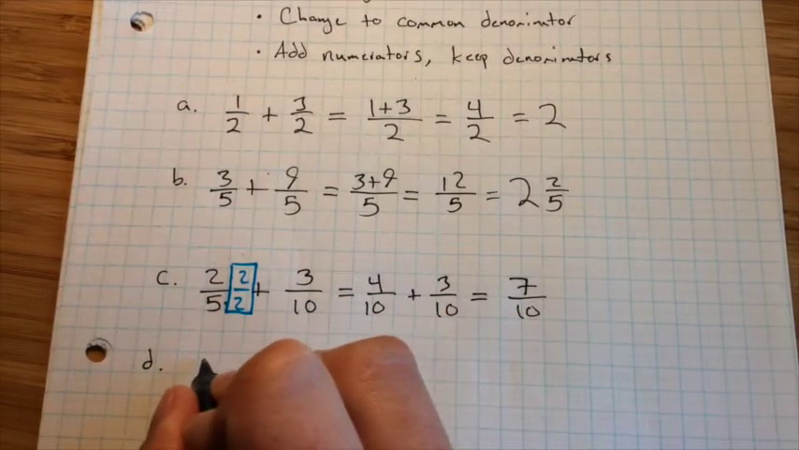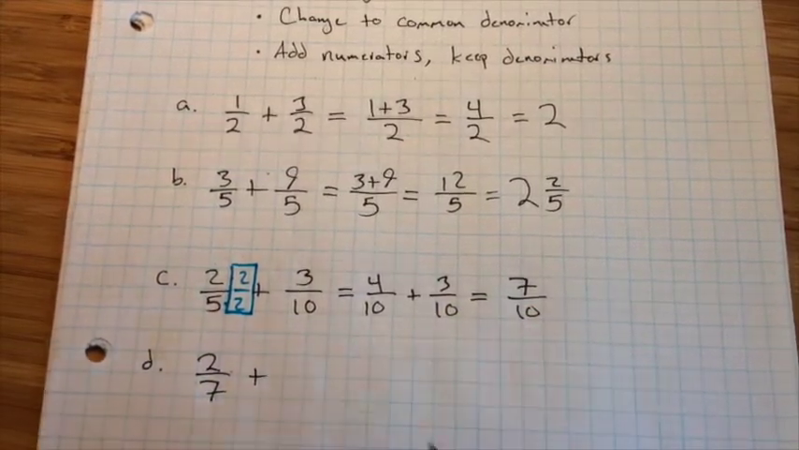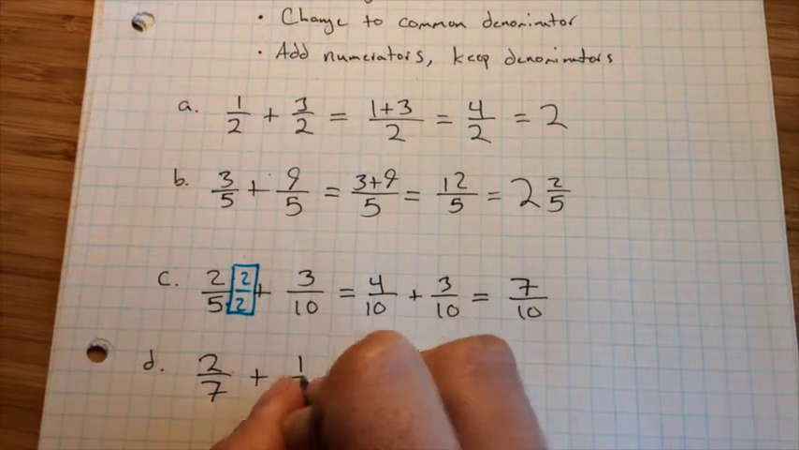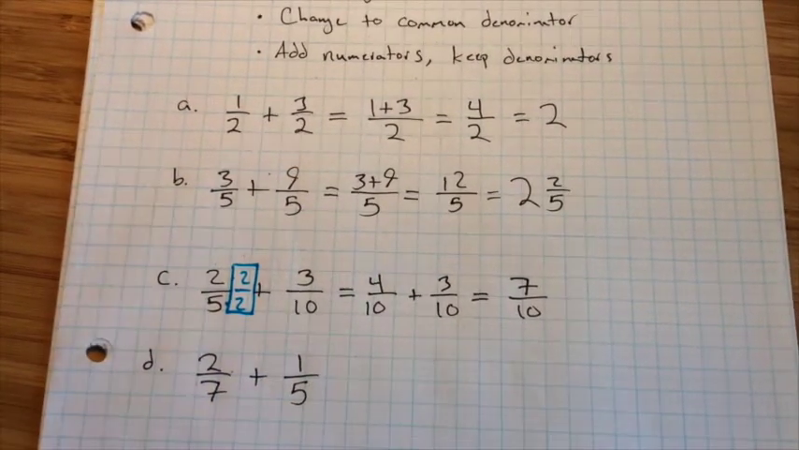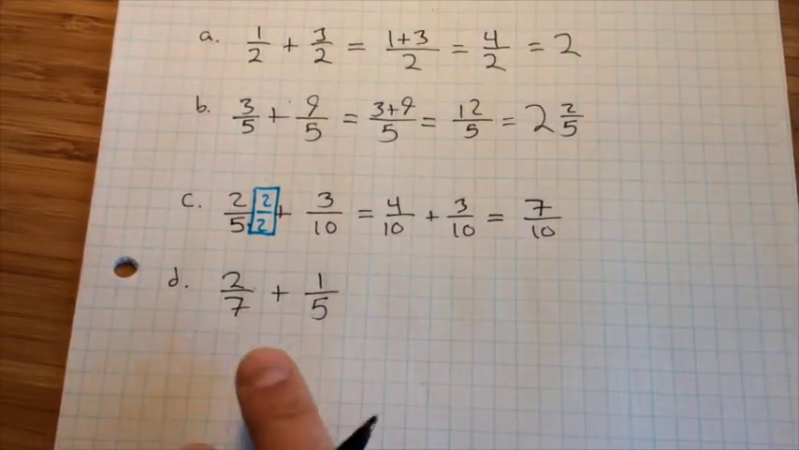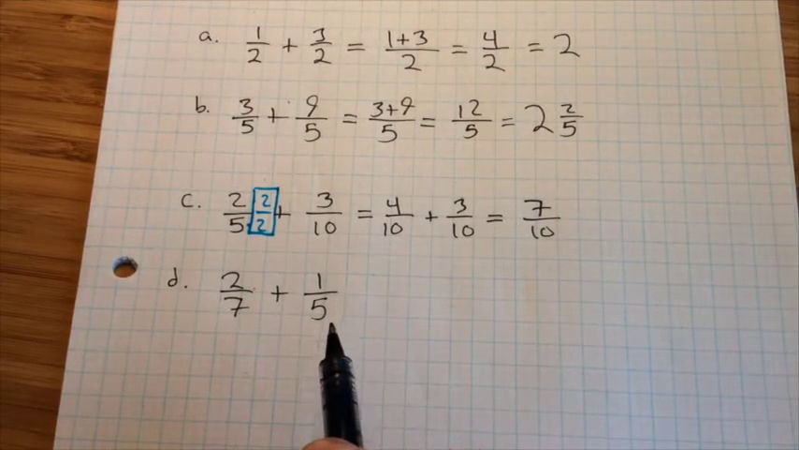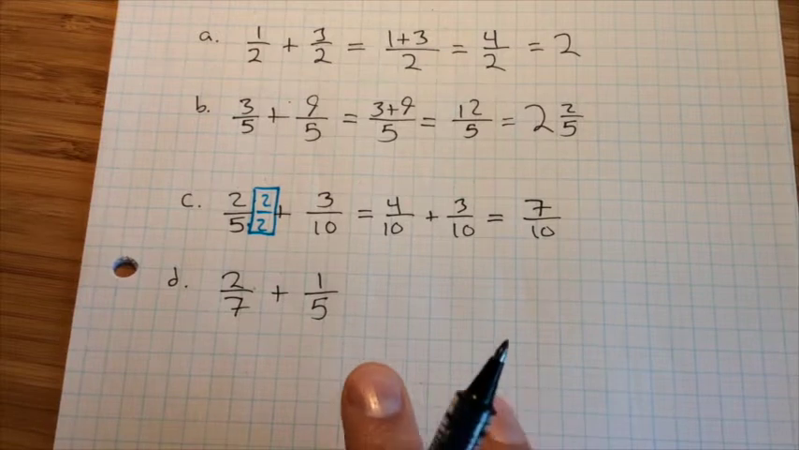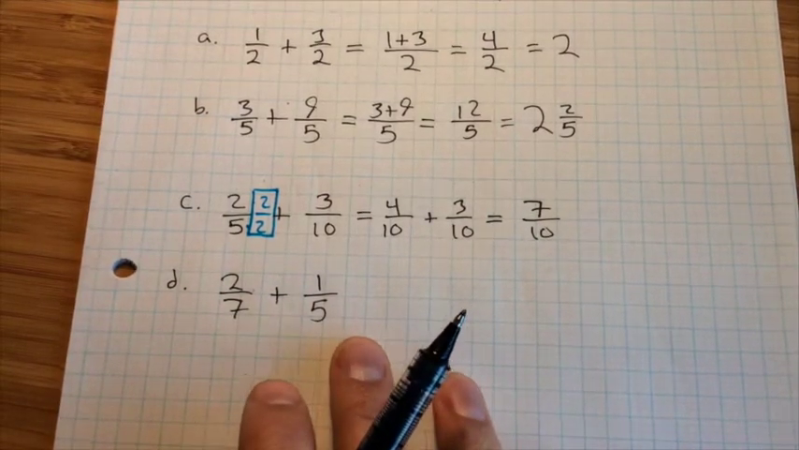Let's say 2, I don't know why I'm doing 2 every time. 2/7 plus, ooh, let's do something that's not common, let's say 1/5. In this case, 5 doesn't go into 7, and 7 doesn't go into 5. But we're going to look for a number they both go into. Sometimes, if you have a multiplication table, that's a great place to look. You can also just list out all of the multiples of these numbers.